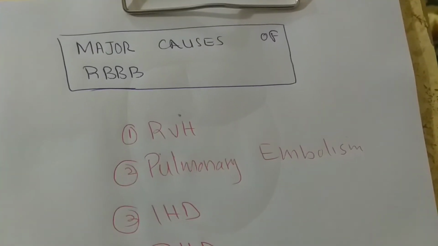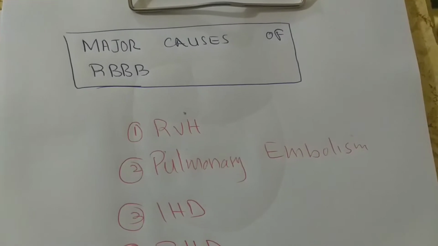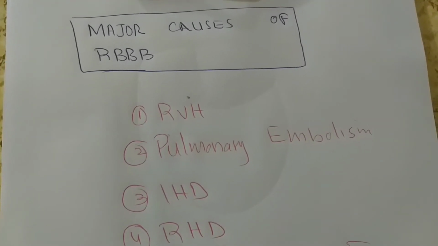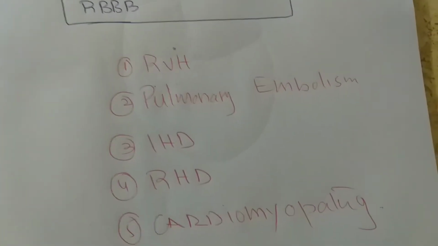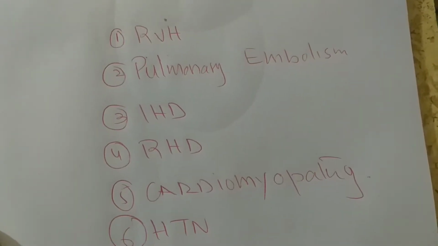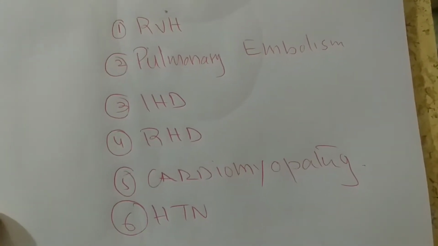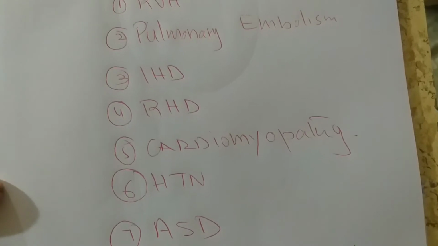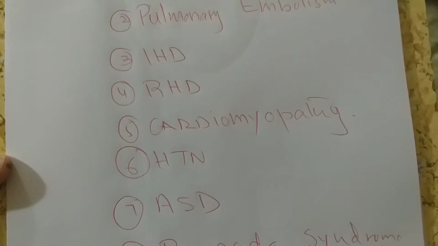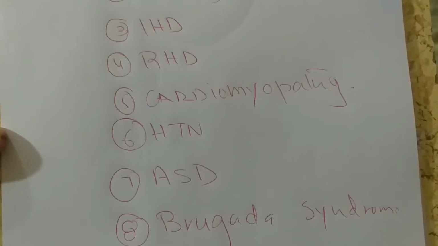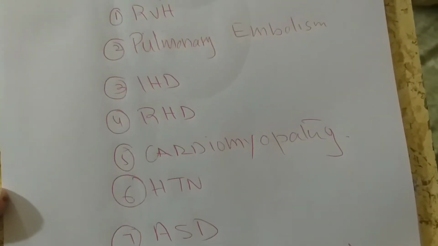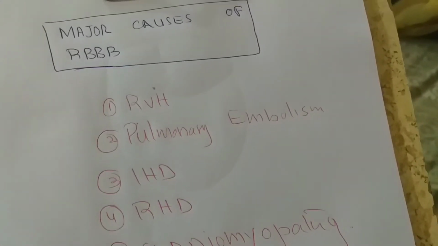Now the major causes of right bundle branch block are right ventricular hypertrophy, pulmonary embolism, ischemic heart disease, rheumatic heart disease, cardiomyopathy, hypertension, atrial septal defect, and Brugada syndrome. These are some of the major causes of right bundle branch block.